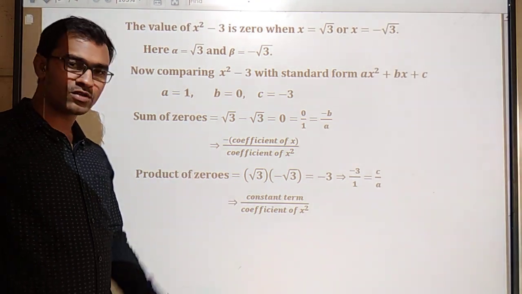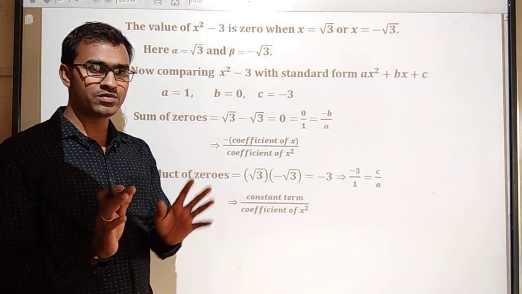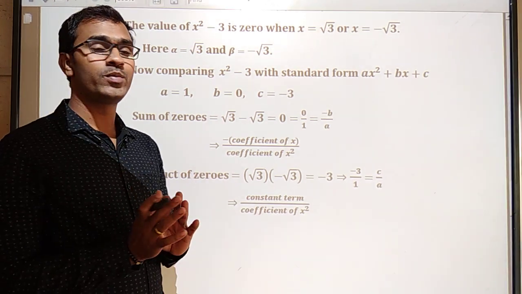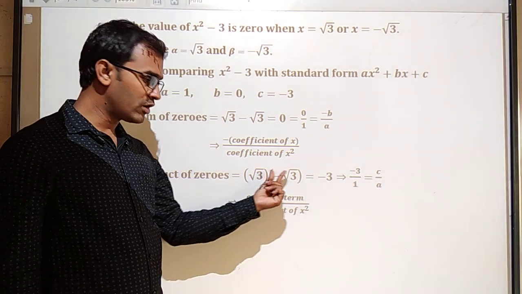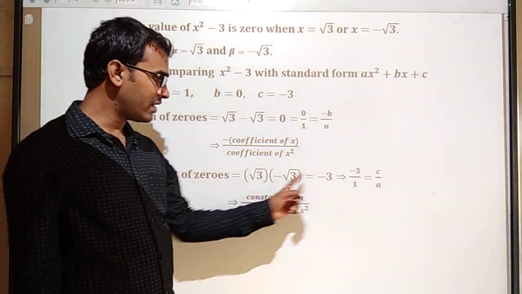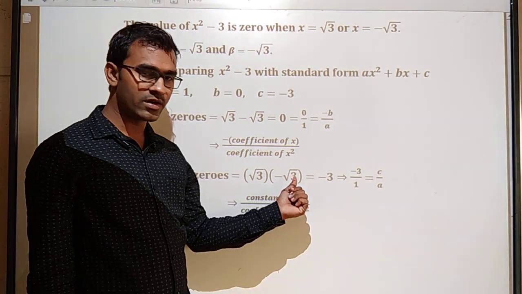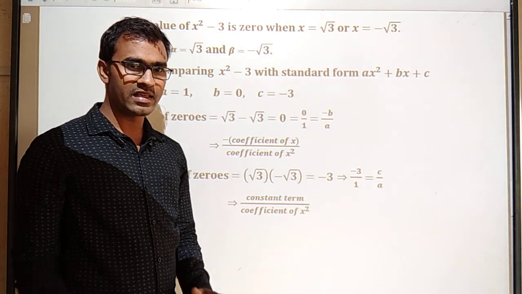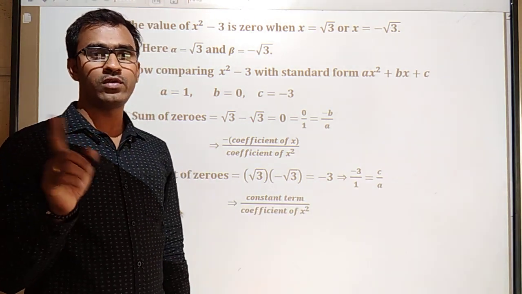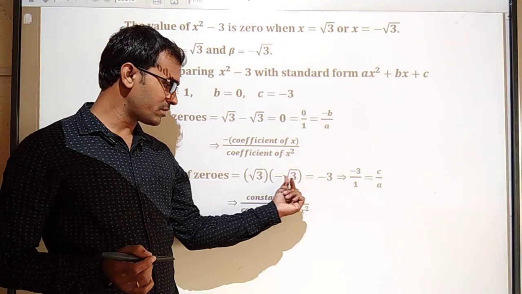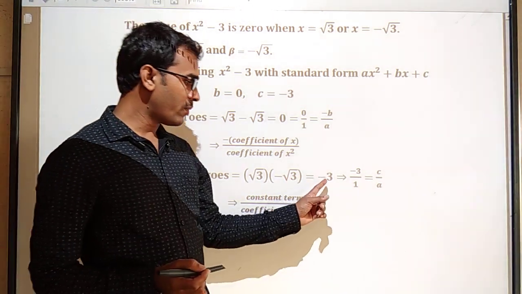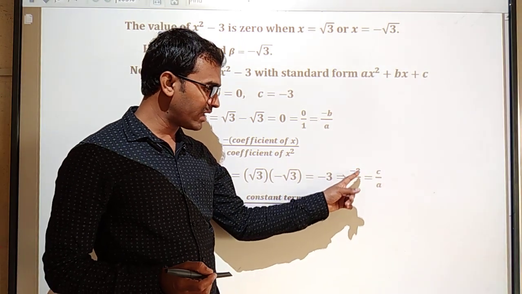And the product of zeros is equal to alpha into beta, root 3 into minus root 3. Root 3 into root 3 equals 3, just like root a into root a equals a. The minus sign stays. Minus 3, I will write in the form of minus 3 upon 1.